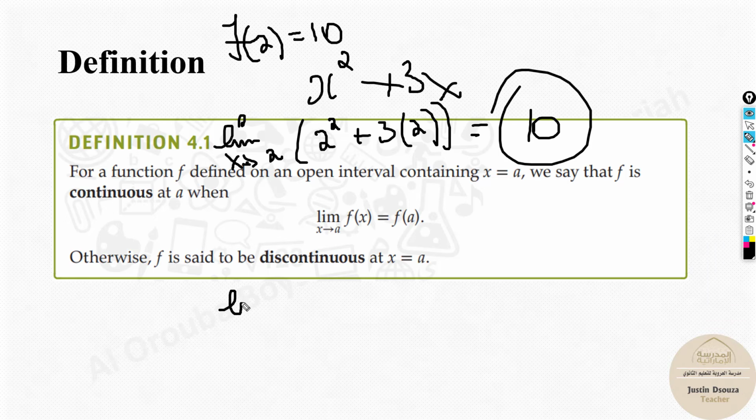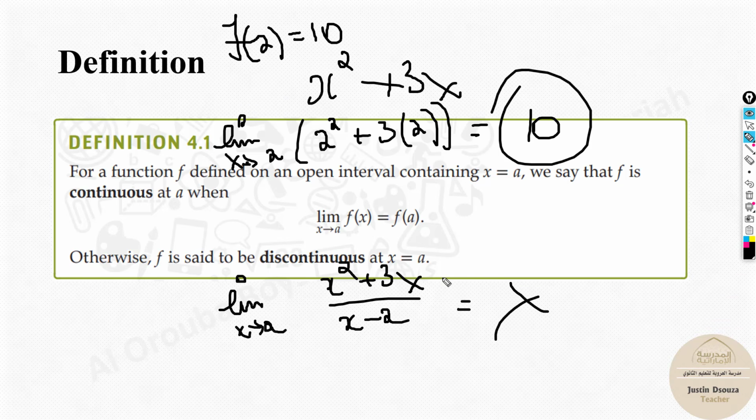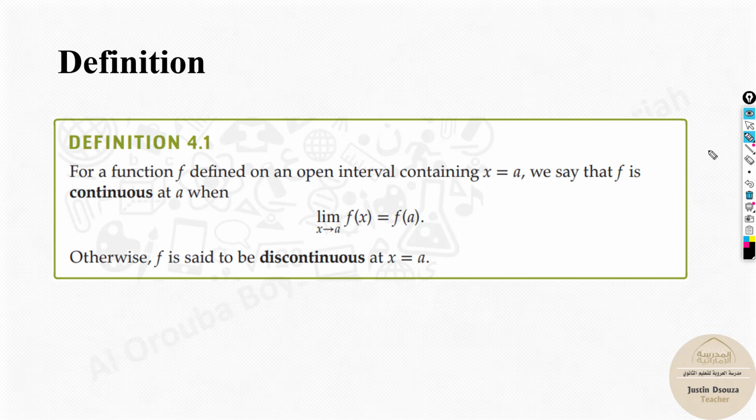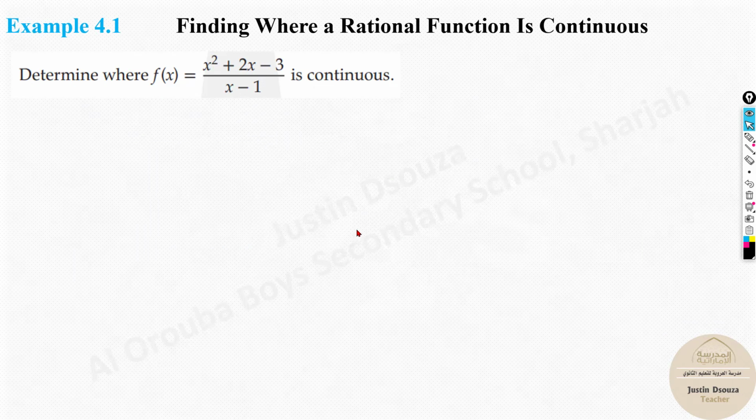But for the same thing, limit as x approaches 2, if we had a function x squared plus 3x divided by x minus 2, now what happens? The denominator is 0, it's undefined, so no, this is not continuous. Okay, that is the two different things. Now I hope you're understanding. So then what we write is, we write discontinuous. If this was not true, then it's obviously discontinuous at this point. That's it.